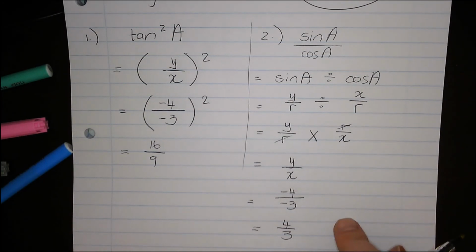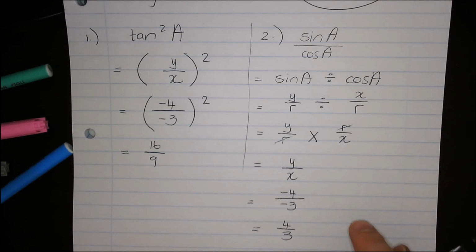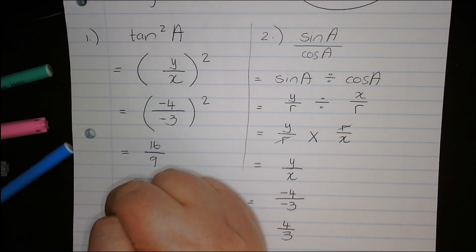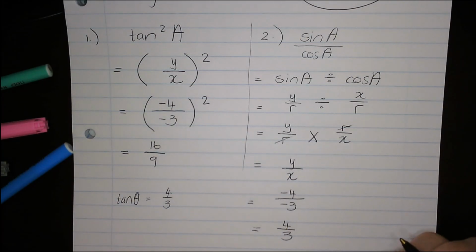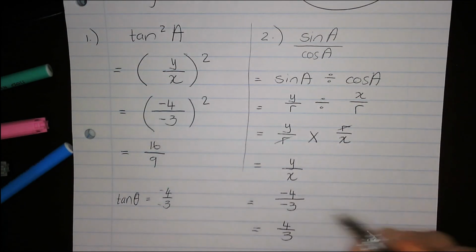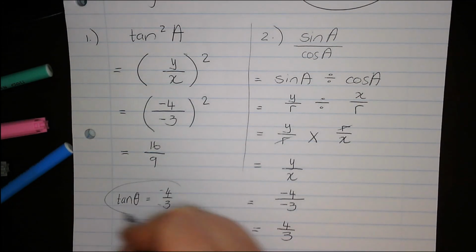You need to be very careful when working in the third quadrant, because sometimes you'll get information like this. Tan of theta is, let's say, 4 over 3, but then it's actually negative 4 over negative 3. You need to be very careful with that.